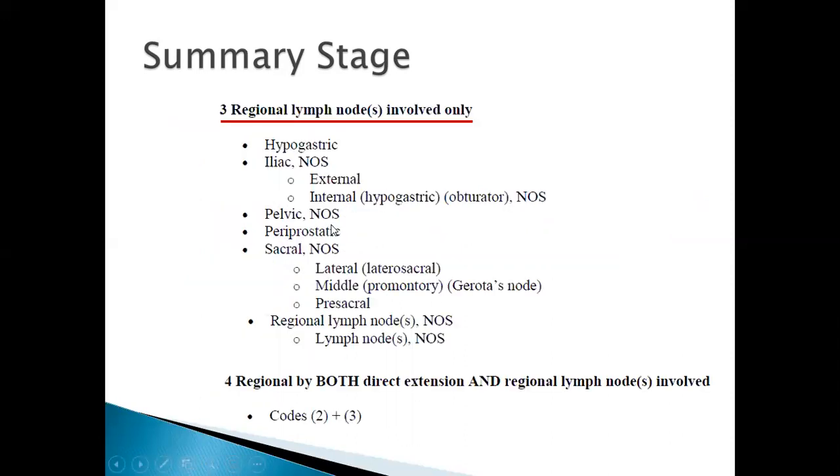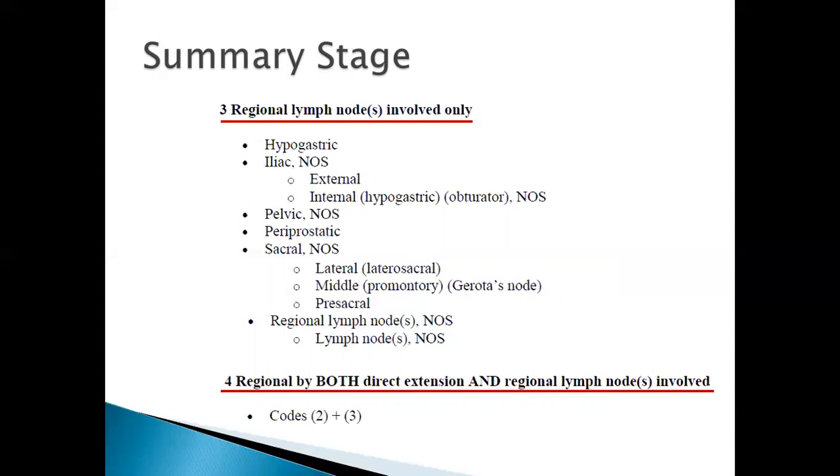Then we have regional lymph nodes. The lymph nodes are positive, but the tumor is still confined to the prostate, okay? So summary stage 3, regional lymph nodes only involved, no extraprostatic extension. And then we have summary stage 4, regional by both direct extension and regional lymph nodes positive for cancer.